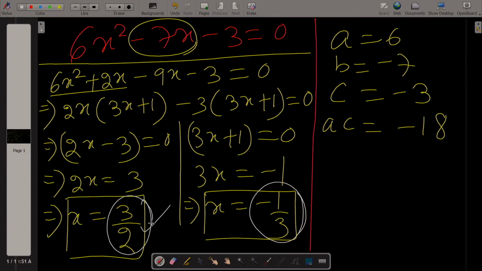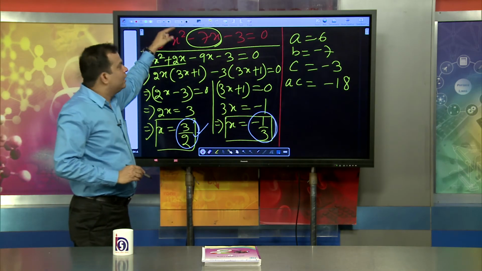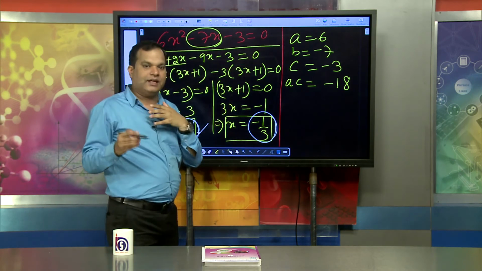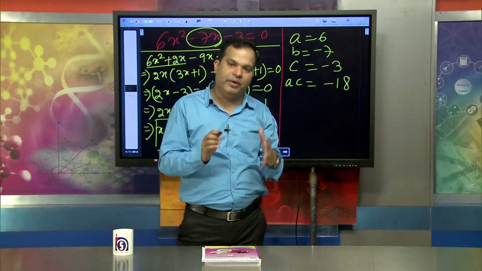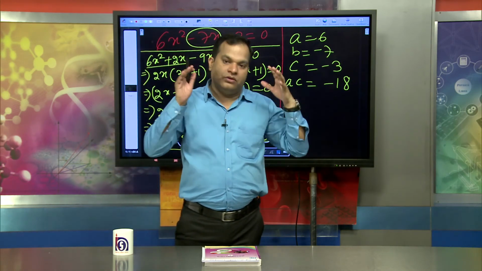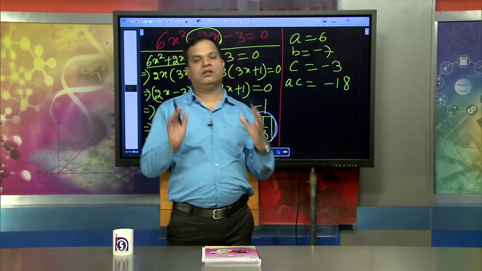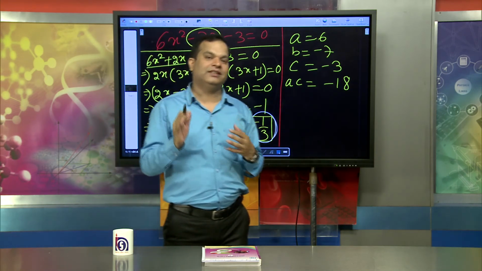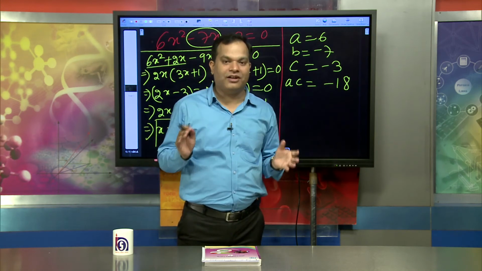When you put these values into the original equation, you will find the value becomes 0. So, we can self-check, self-verify our solution. This is the way we have to solve the quadratic equation through the factor method. Very easy, and the important thing is we have to factor the middle term.